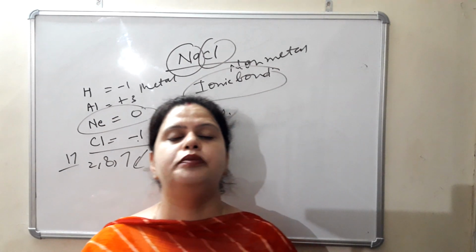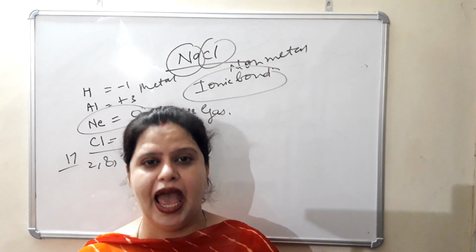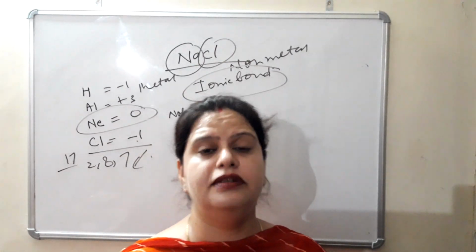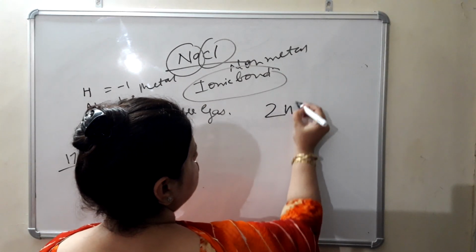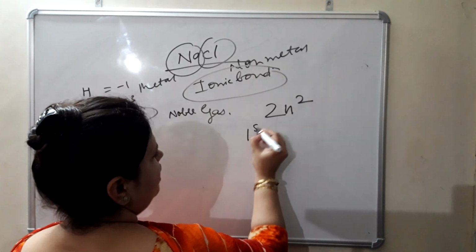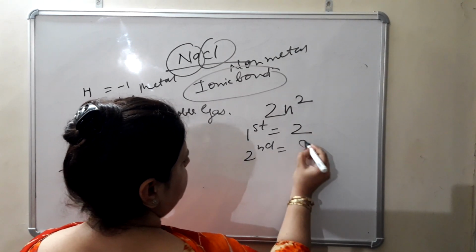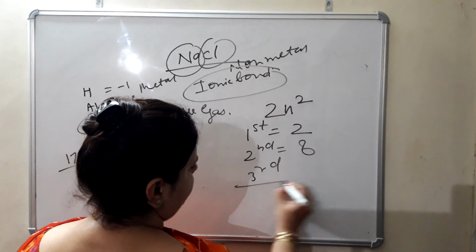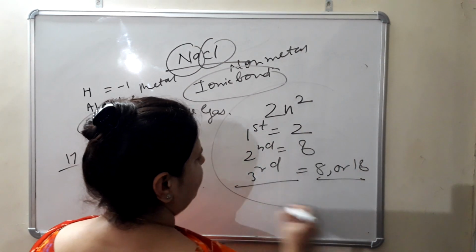Sixth, what is electronic configuration? It is the arrangement of electrons outside the nucleus in various shells, and this distribution of electrons follows a rule, that is 2n square, according to which the first shell can have up to 2 electrons, the second can have up to 8. For the third, as I already told you, there is an exception, 8 or 18. So this you have to write.